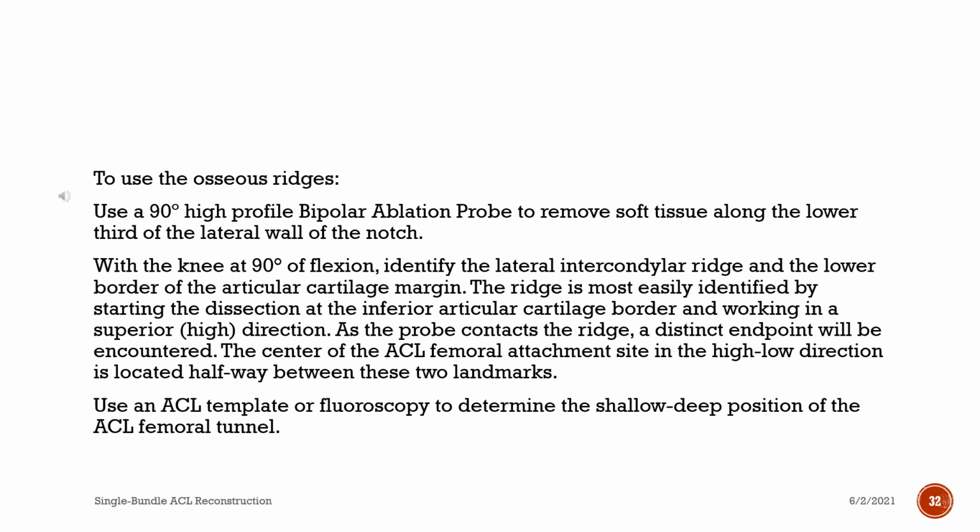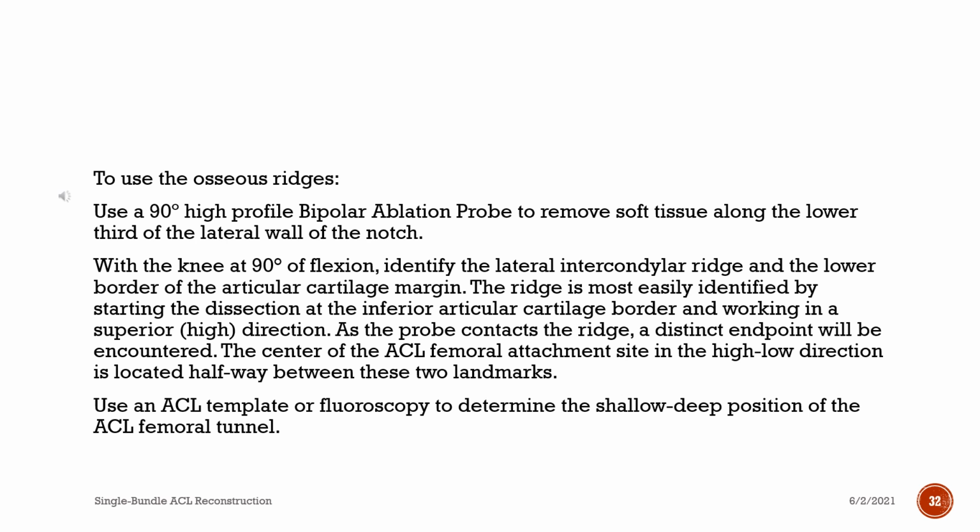along with the lower third of the lateral wall of the notch. With the knee at 90 degrees of flexion, identify the lateral intercondylar ridge and the lower border of the articular cartilage margin. The ridge is most easily identified by starting the dissection at the inferior articular cartilage border and working in a superior, high, direction. As the probe contacts the ridge, a distinct endpoint will be encountered.